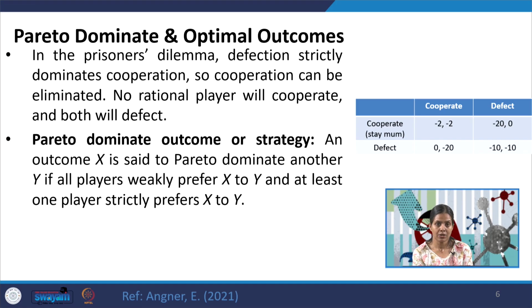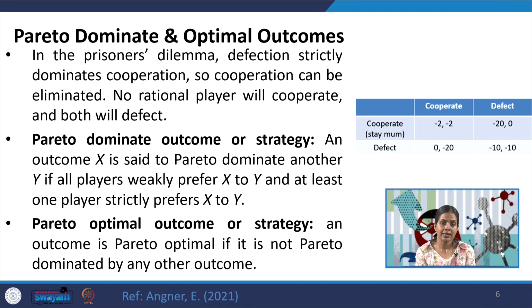Pareto dominate outcome or strategy in this context is defined as follows: an outcome X is said to Pareto dominate another Y if all players weakly prefer X to Y and at least one player strictly prefers X to Y. And the related concept is that of Pareto optimal outcome or strategy. An outcome is Pareto optimal if it is not Pareto dominated by any other outcome.